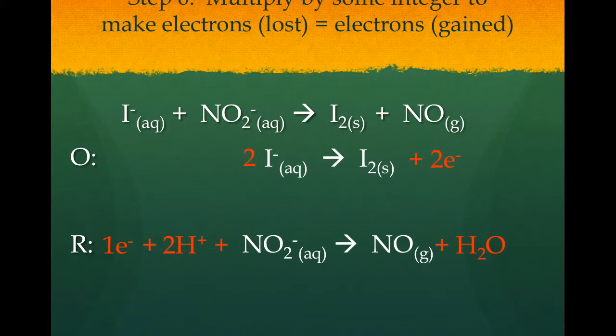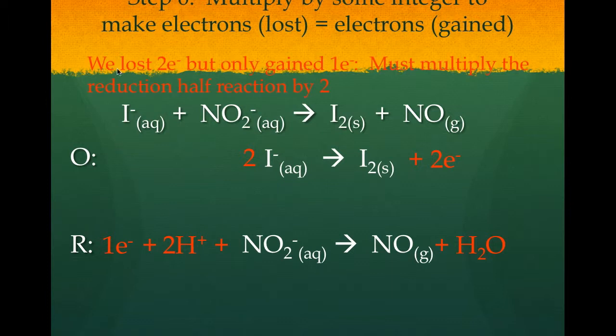Now here we have lost 2 electrons, but we have gained only 1, which means we are not balanced. We've lost 2, but we've gained only 1. So we must multiply this reduction half reaction by 2. So that'll change all of the coefficients.